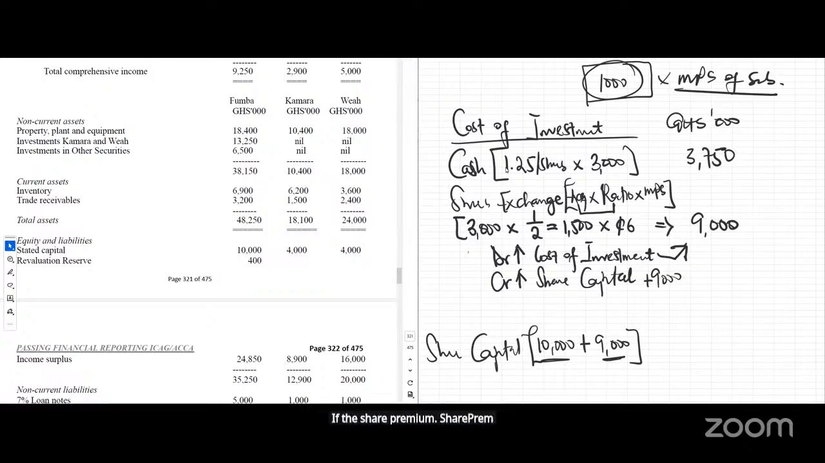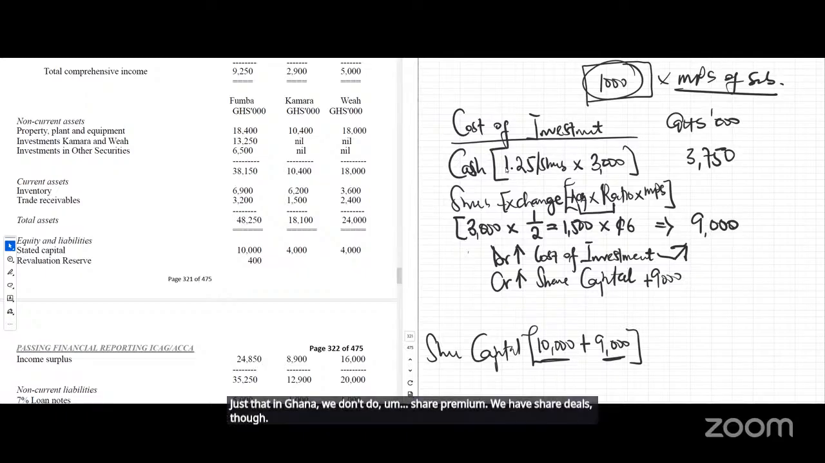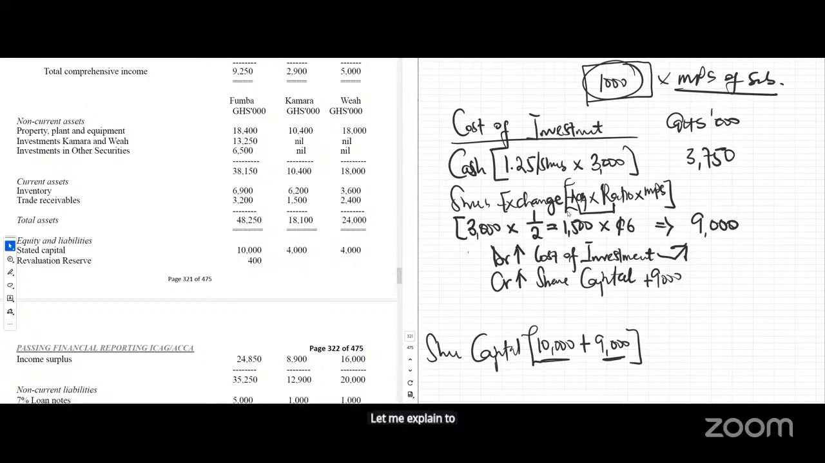Share premium is still stated capital. Just that in Ghana, we don't do share premium. We have share deals though. But when there's share premium, all you do is that the cost of investment will still take the 9,000. Let me explain to you. These shares are 6 CD.